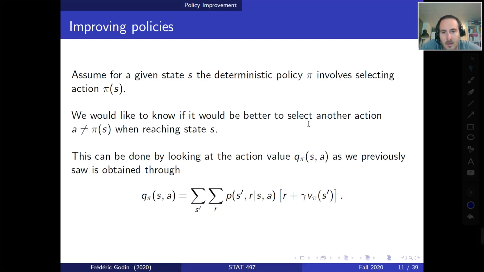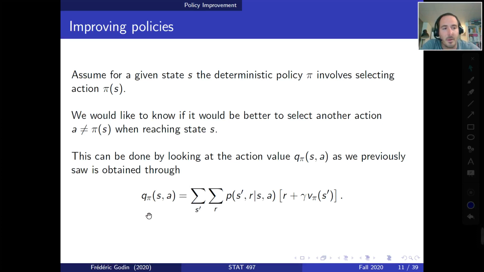Let's say we have a policy which tells us in each of the states which actions we should make. What we're interested in is improving on our policy. So determine, is there a way to get a better policy which would lead us to higher value? How can we do that? Well, we're going to see next that this can be done through what we called previously the action value function.